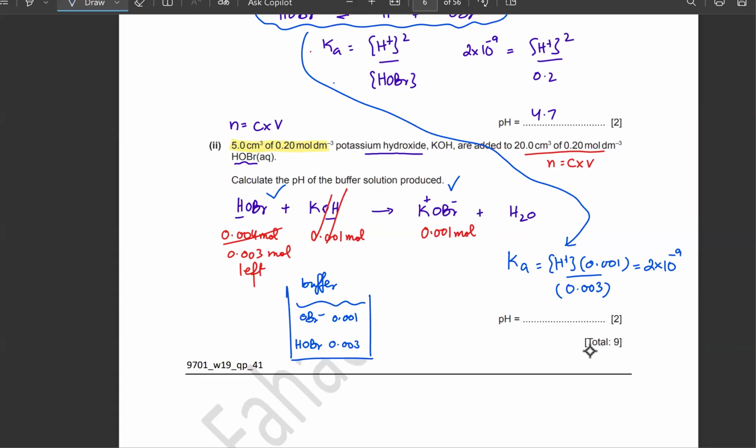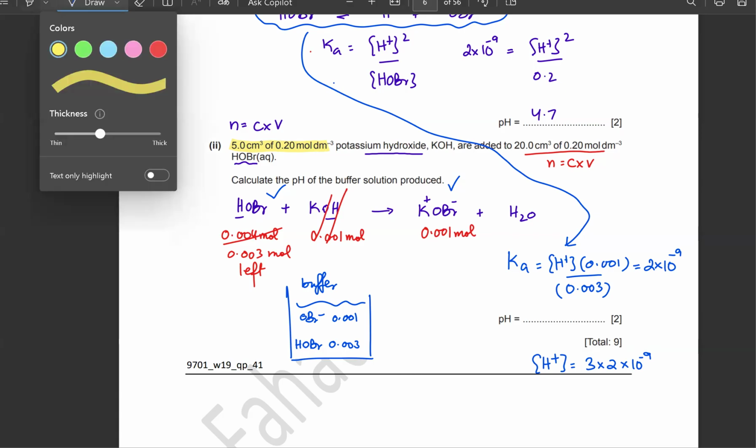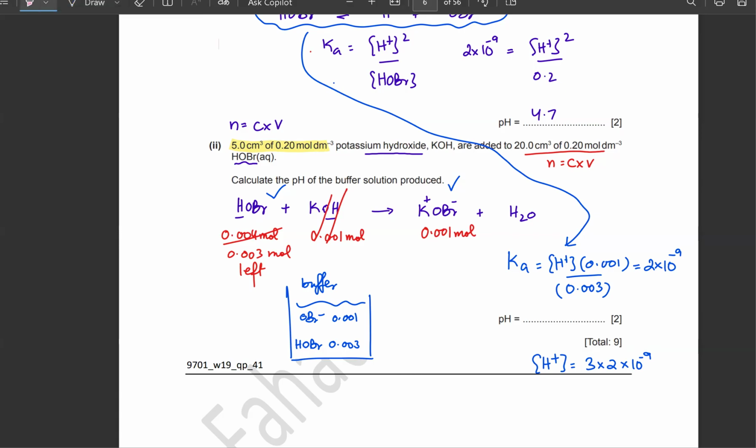So can you figure out what the pH is? The [H+] would be 3 times 2 times 10 to the power minus 9. Like it's 1 over 3, right? So what is the pH now? Sir, 8.22. Okay, so your pH is 8.22, right? Okay, so it's coming out to be 8 point.